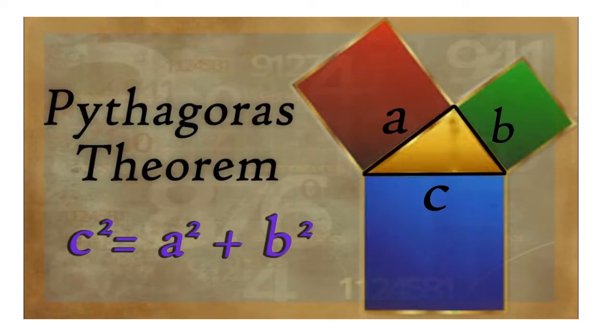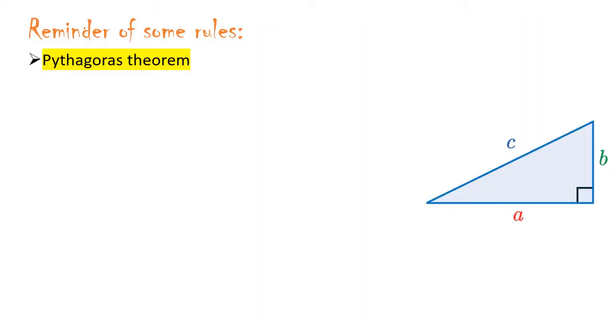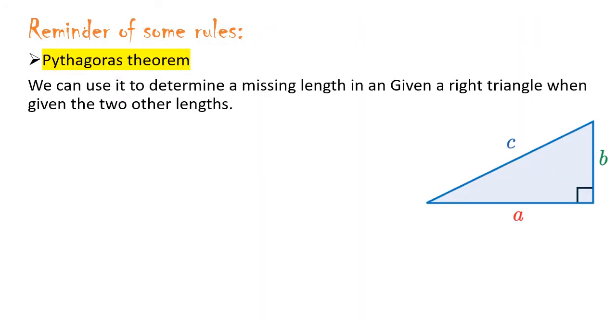We are going to talk about Pythagoras theorem and how we can benefit from it in triangles. So first of all, how can we benefit from Pythagoras theorem? We can use it only in right triangles in order to determine missing lengths in a right triangle when we have two other lengths. So we should be given two other lengths and then we can find the third side of the triangle using Pythagoras theorem.